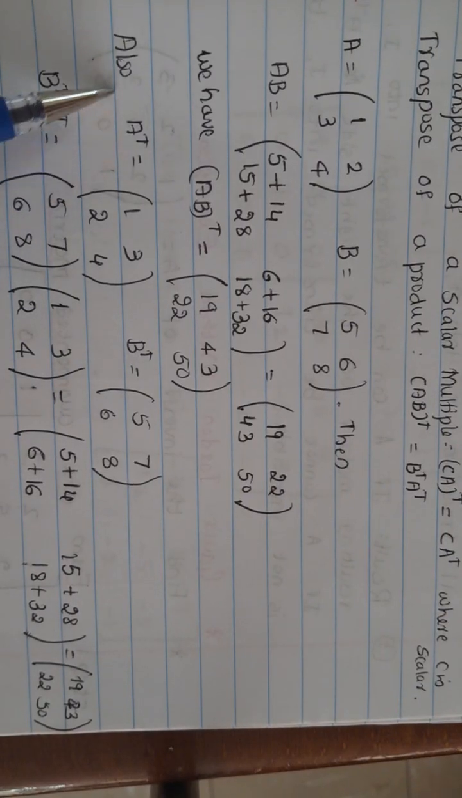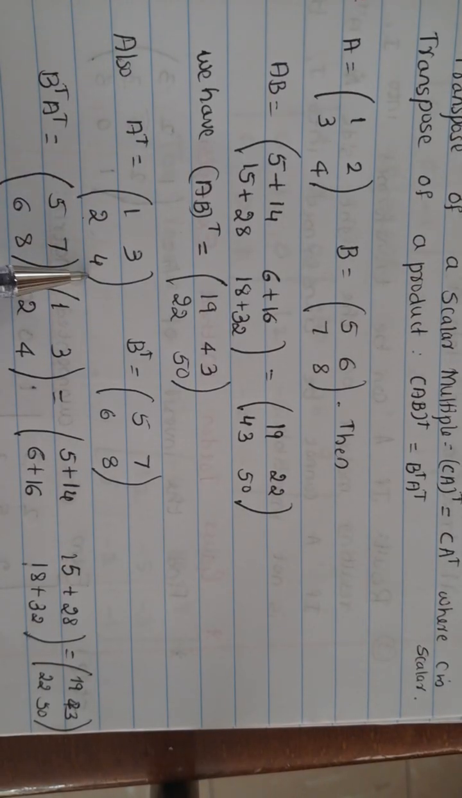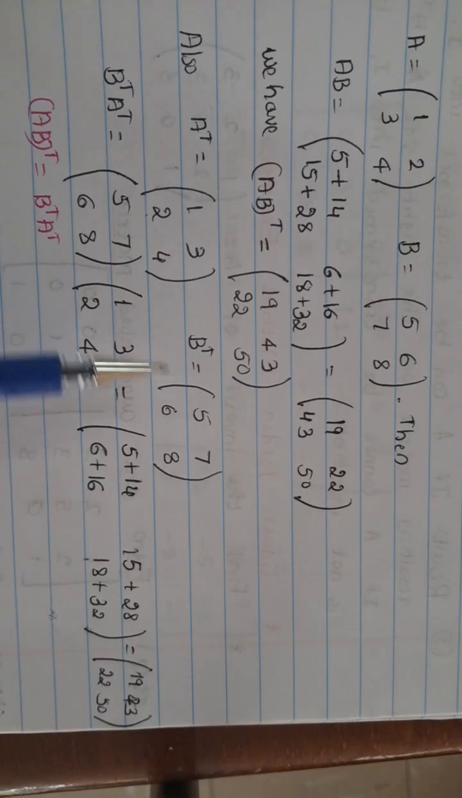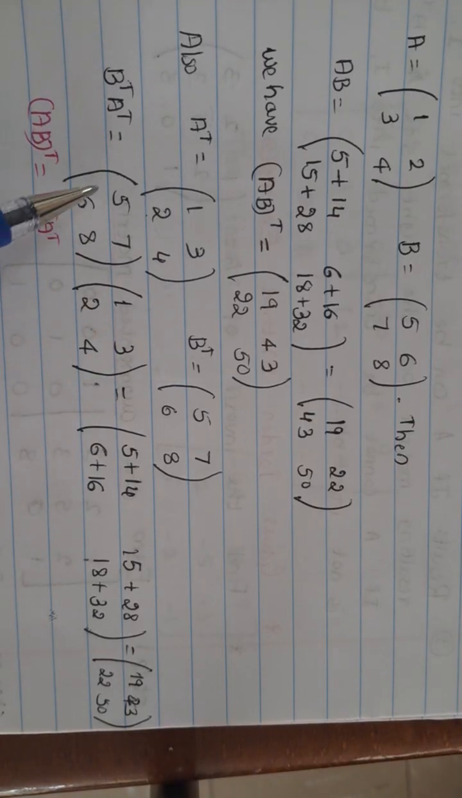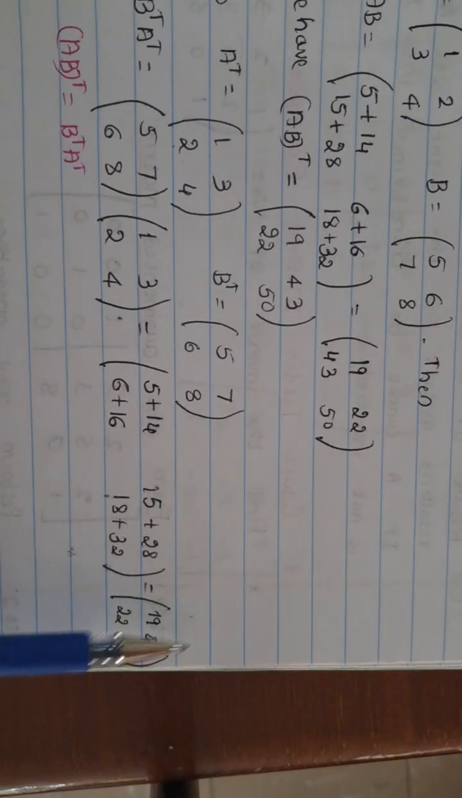For that, let me consider first A transpose. For the given matrix A, A transpose is 1, 3, 2, 4. For the given matrix B, B transpose is 5, 7, 6, 8. Therefore, B transpose into A transpose will be the resultant matrix of the multiplication of these two matrices. I'll go along with row into column. So 5 times 1 plus 7 times 2, and then 6 times 3, 5 times 3 plus 7 times 4, and then 6 times 1 plus 8 times 2, and then 6 times 3 plus 8 times 4. Then I'll get this matrix, and the final answer is this.